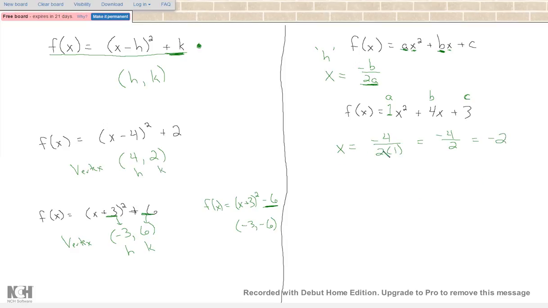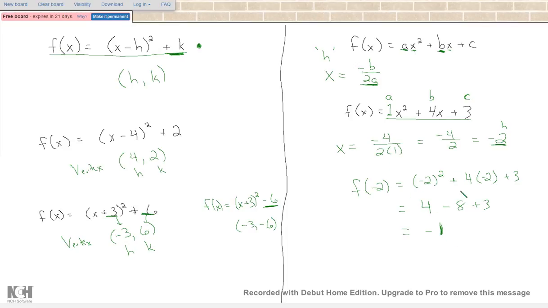So now we have our h, and we know that that is an x coordinate. So I can take that x coordinate and plug it back in here. So f of negative 2 would be negative 2 squared plus 4 times negative 2 plus 3. Negative 2 times negative 2 is positive 4. 4 times negative 2 is negative 8 plus 3. Now we just use a calculator, or do the math. 4 minus 8 is negative 4, plus 3 would be negative 1.